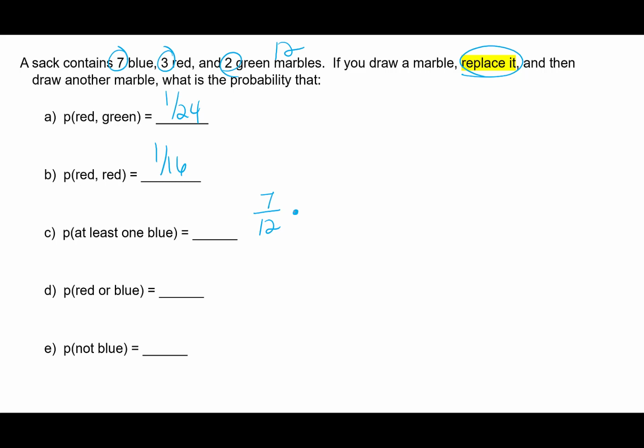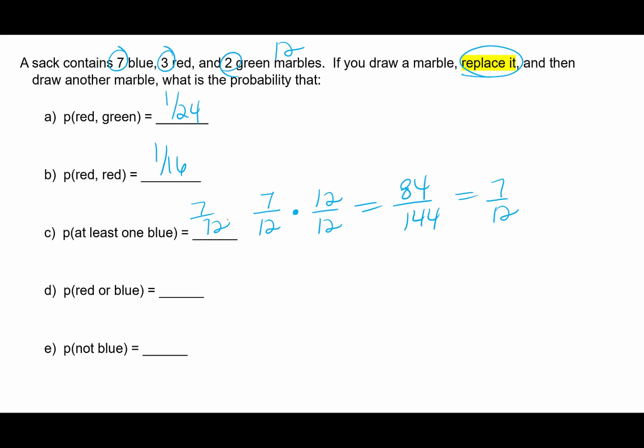Your next draw could be blue, red, or green, right? Because you're just trying to guarantee at least one blue. And so the next fraction that we're going to multiply by is 12 over 12, which is 84 over 144, which simplifies to 7/12.